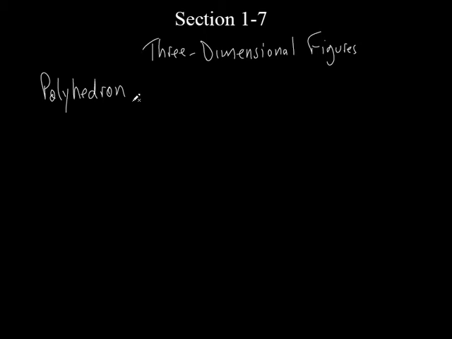It's a solid object with all flat surfaces. That's the important part there. All right, and the flat surfaces are called the faces of the polyhedron. And we'll put a picture up here in a second when we start getting into the specific types of polyhedron. All right, so that's the face.